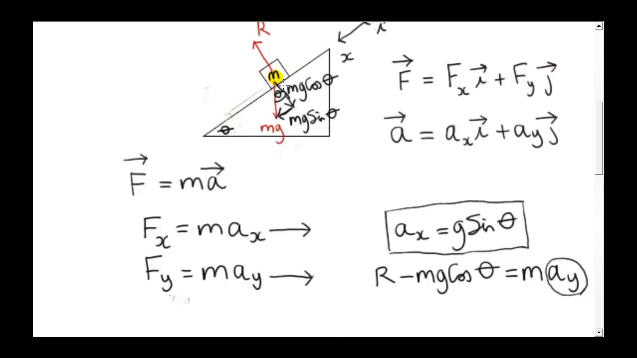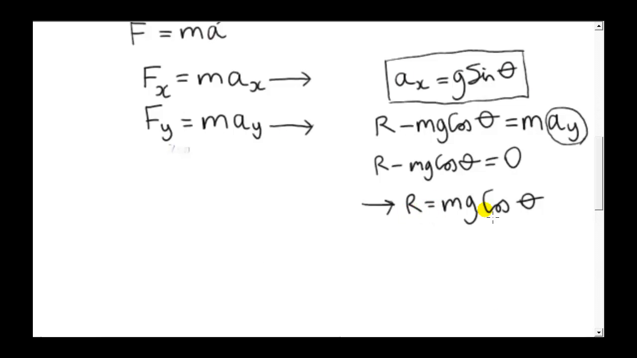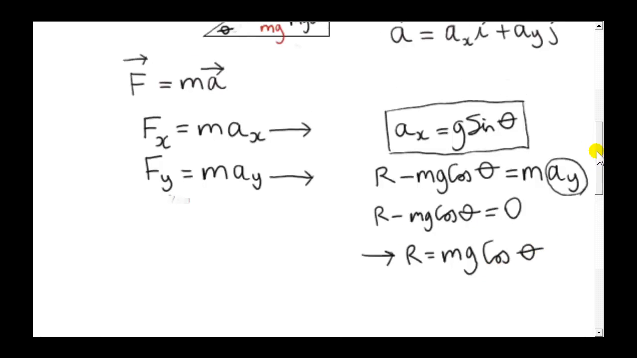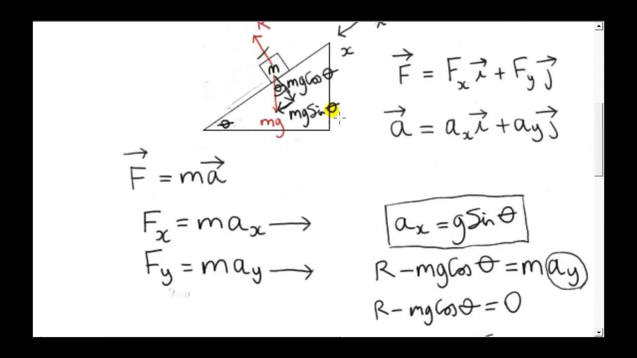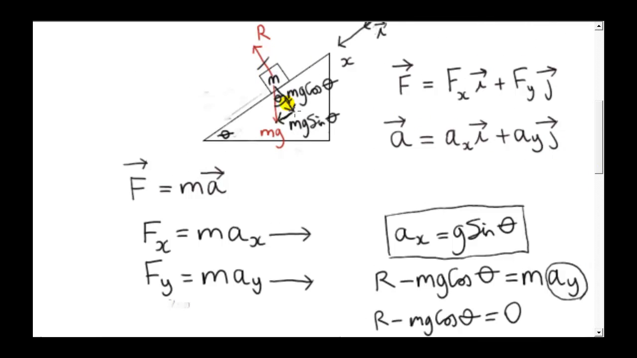We know that the particle has no acceleration component in the y direction. Okay, in the y direction, its acceleration component a sub y is 0. So we have R minus mg cos theta equal to 0. m times 0 is 0. So that enables us to find R. So we can see that R is equal to mg cos theta. So the magnitude of that vector is equal to the magnitude of this vector.